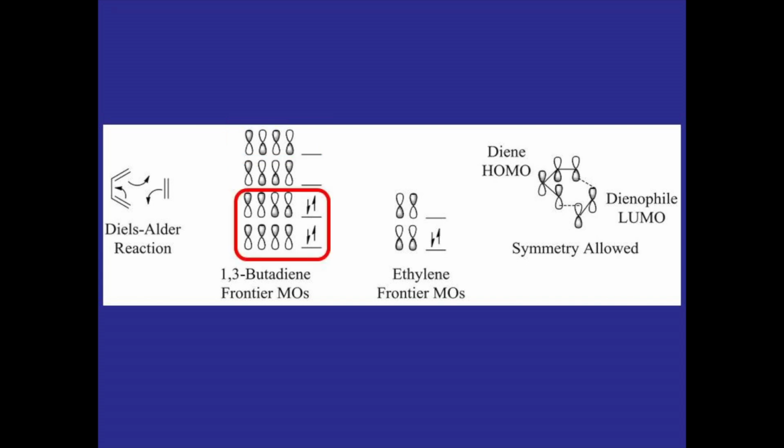There are 4 pi electrons in this conjugated system, so they will fill the pi 1 and pi 2 orbitals, meaning that pi 2 will be the HOMO and pi 3 will be the LUMO. The HOMO of the diene will then attack the LUMO of the dienophile, and there needs to be in-phase overlap between the frontier orbitals as shown here.